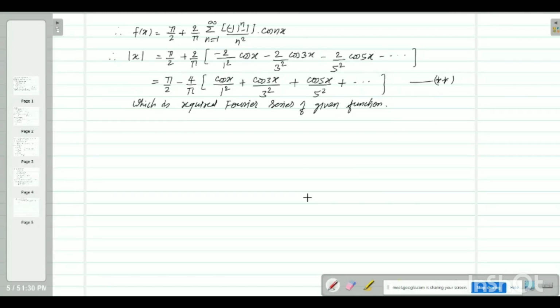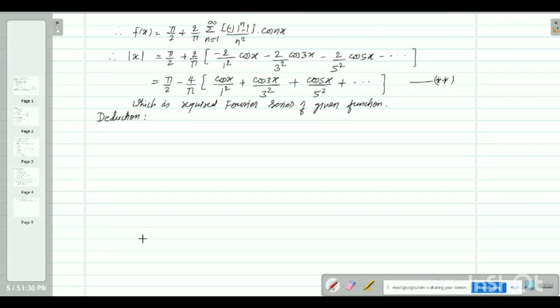Now what I have to do? I have to deduce this series. So write down deduction. For this, what I have to deduce? I have to deduce that odd series.